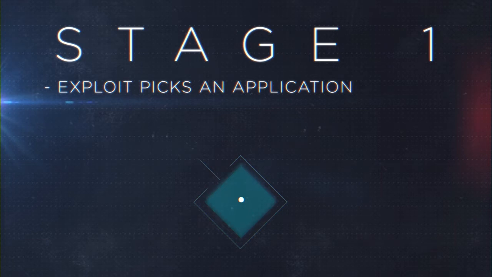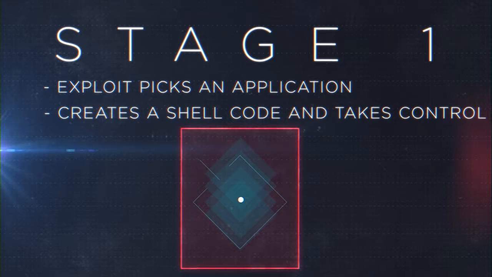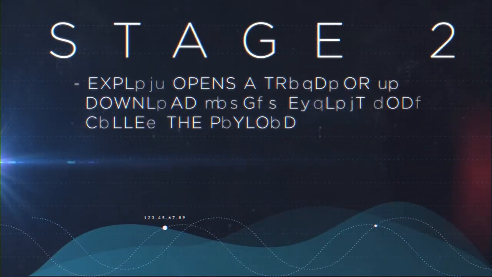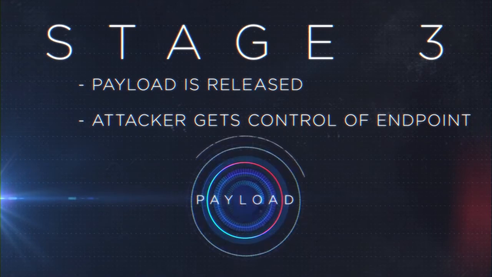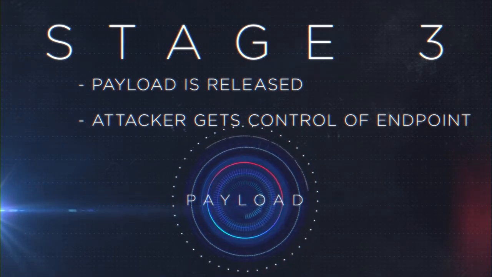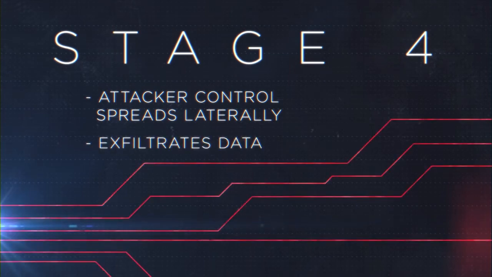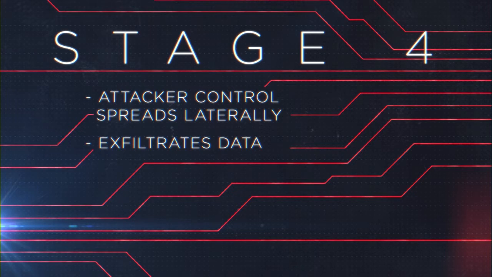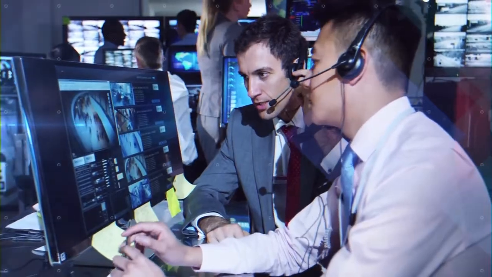First, the hacker identifies their exploit at target applications, such as Office, PDF, social media, or browsers, and then creates a shellcode to establish a level of control over the application. Second, the exploit will open a trapdoor into the target application to download larger exploit code, called the payload. Third, the payload conducts additional malicious activity that ultimately provides the attacker with control over that endpoint. From there, the attacker is free to find company resources and assets, to move laterally, and to exfiltrate the targeted information.